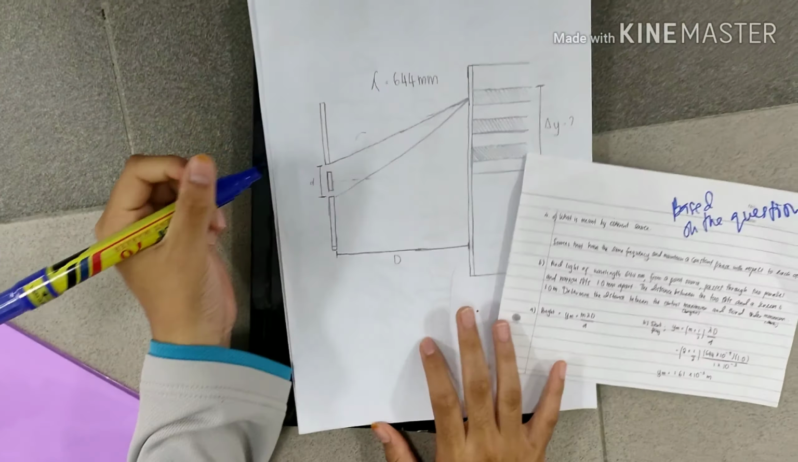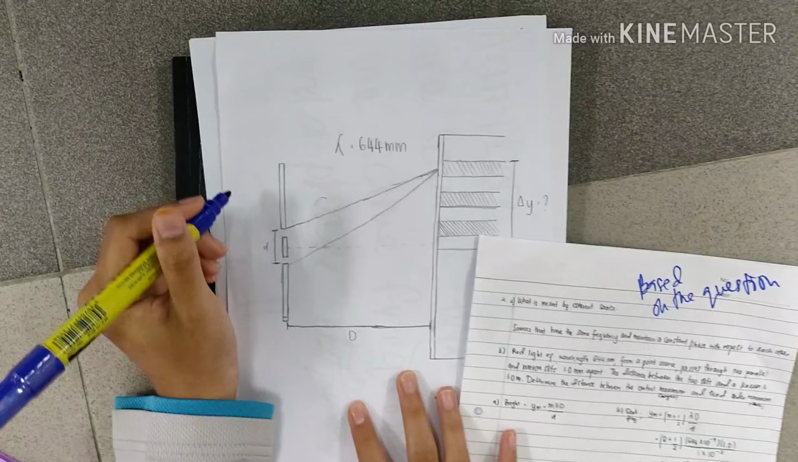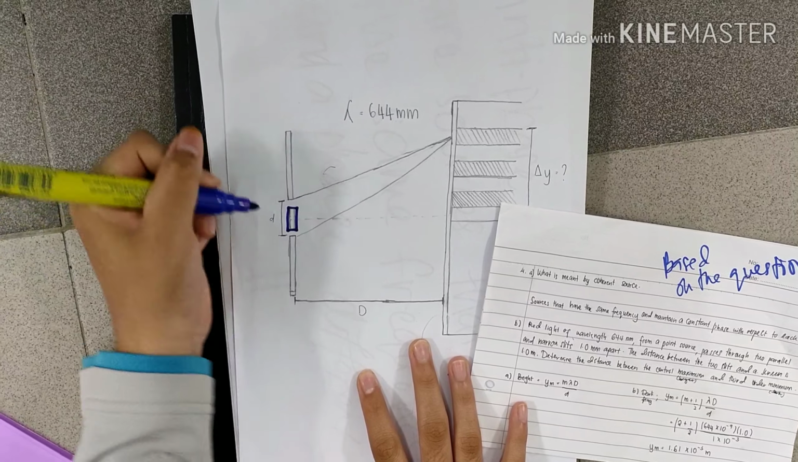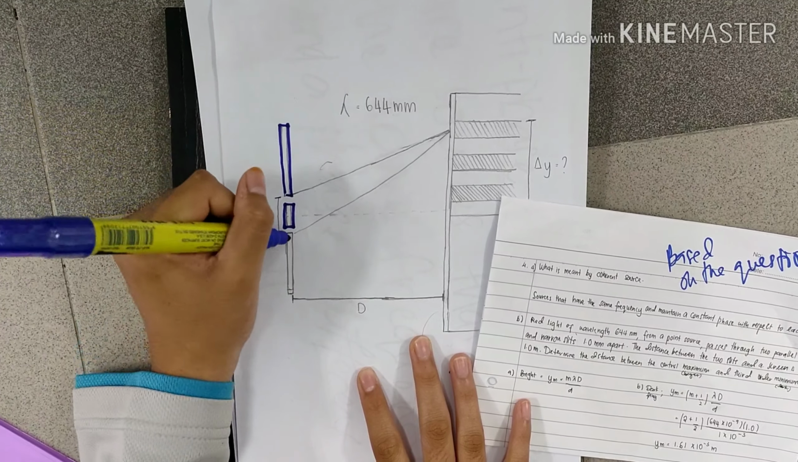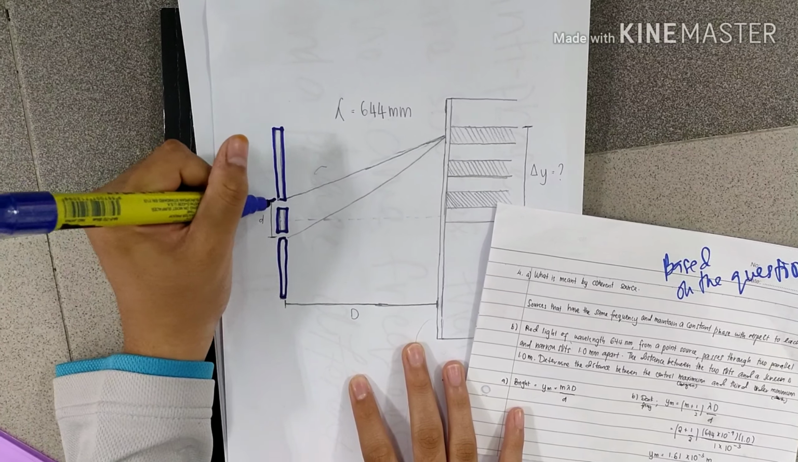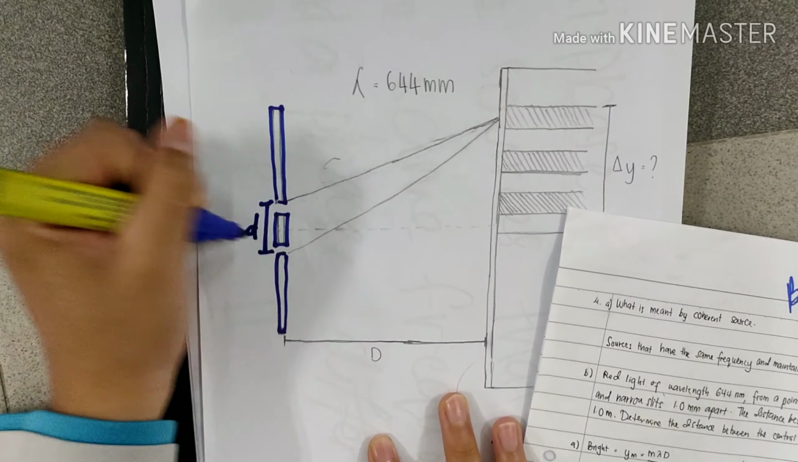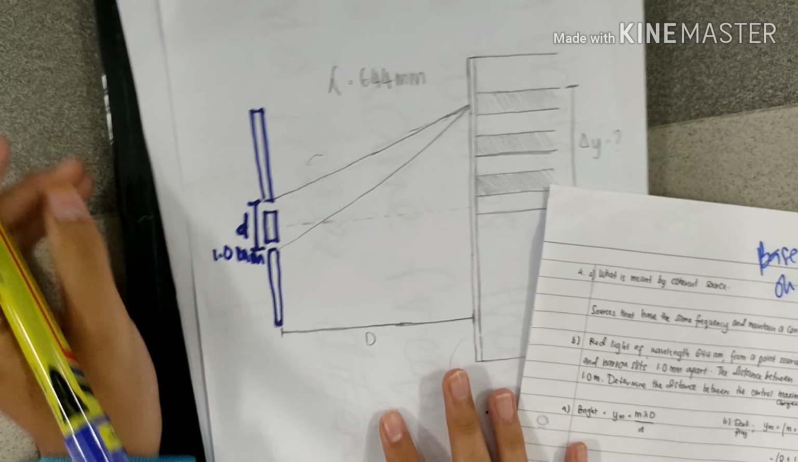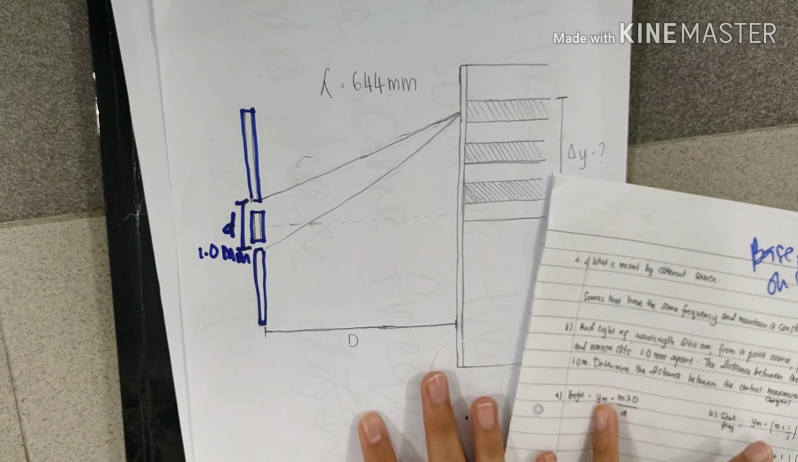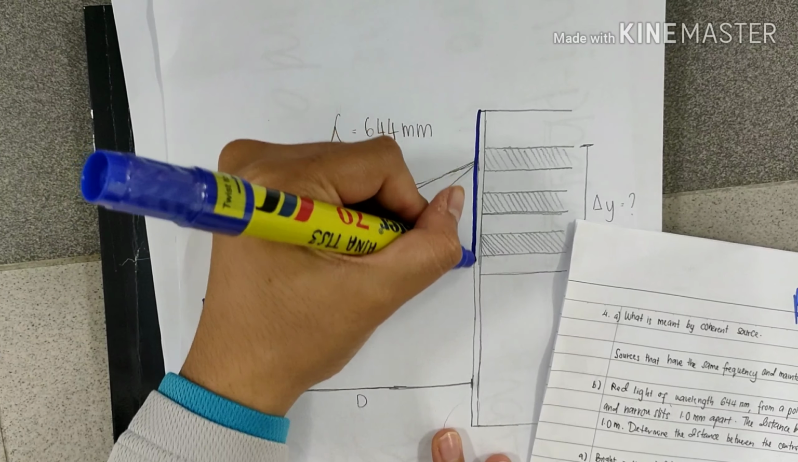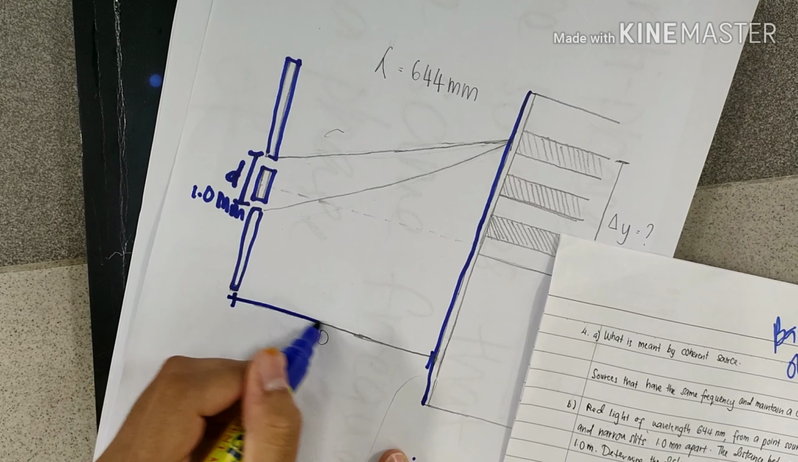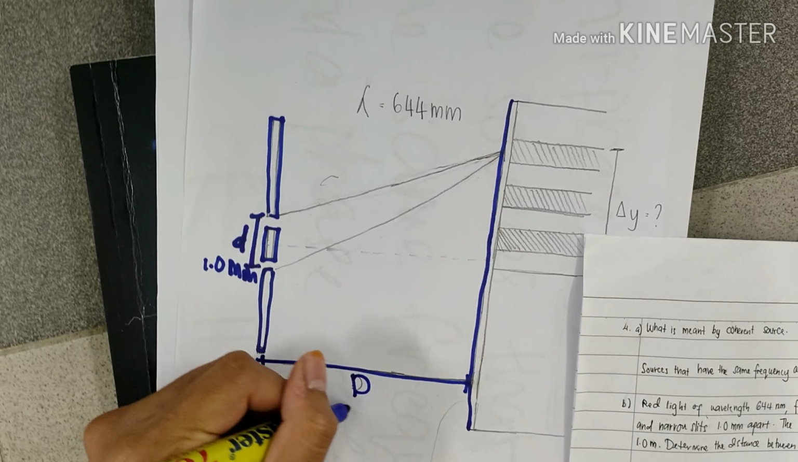Based on the question, we know that red light passes through two parallel and narrow slits 1.0 mm apart. That means the distance here is 1.0 mm apart. Next, the distance between the two slits and the screen is 1.0 meter. So the screen is here and the slit is here. The distance between these two is 1.0 meter.